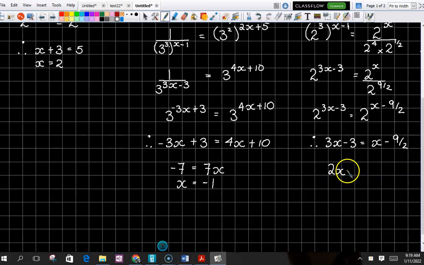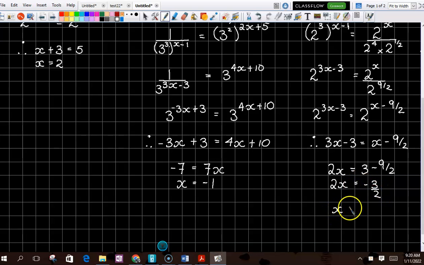x is on one side, so to get rid of this x, we're going to take x, and we're going to pop that 3 on the other side. So we've got 2x equals positive 3, take 9 over 2. And finally, get rid of that times 2, divide by 2, so that now becomes minus 3 over 4.